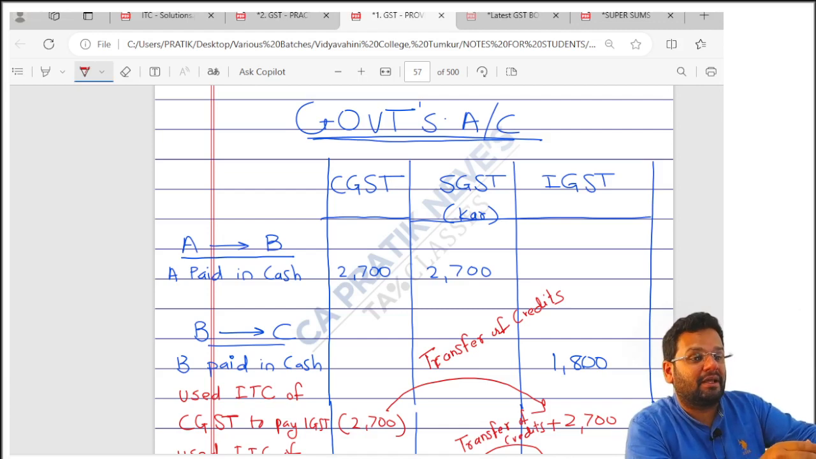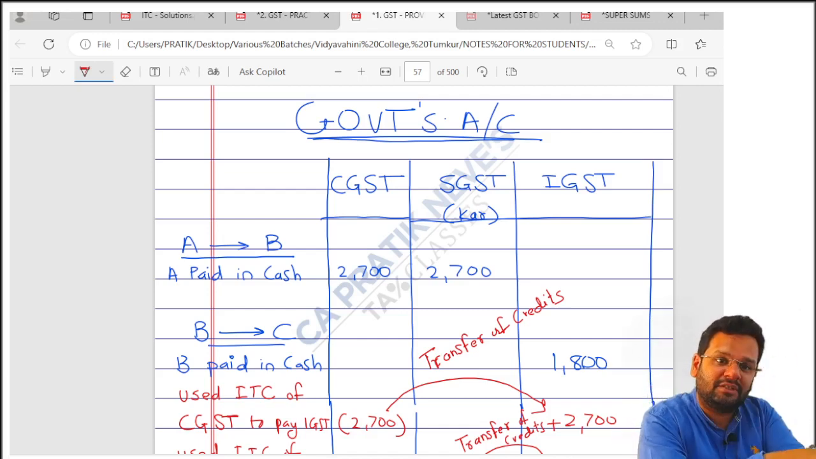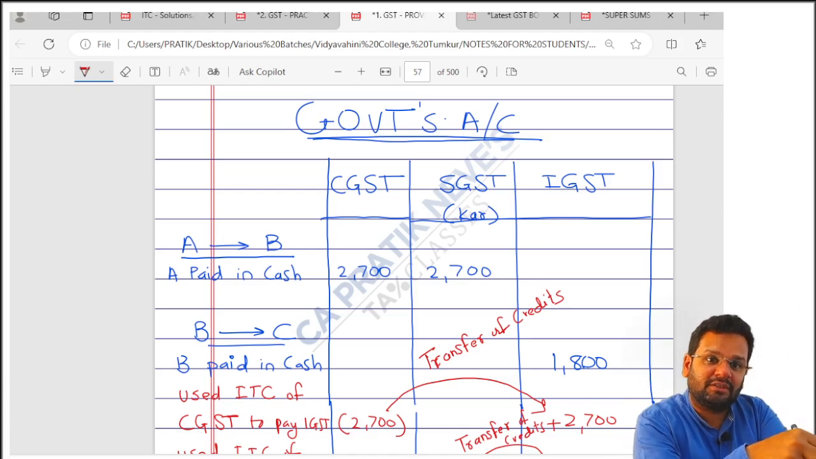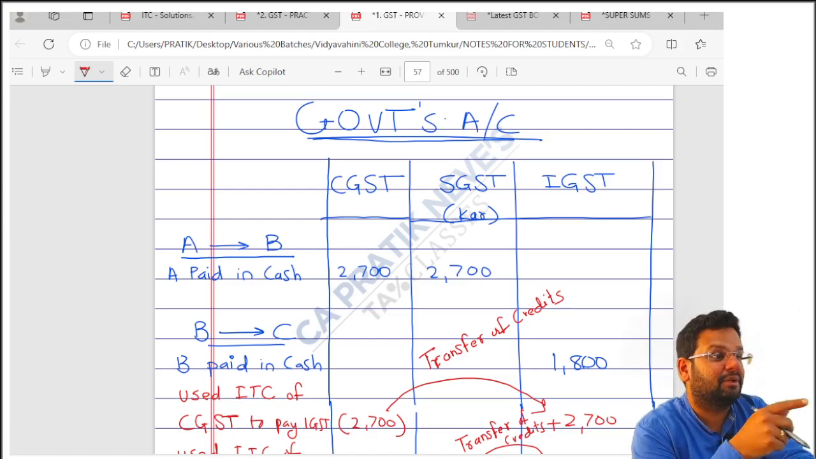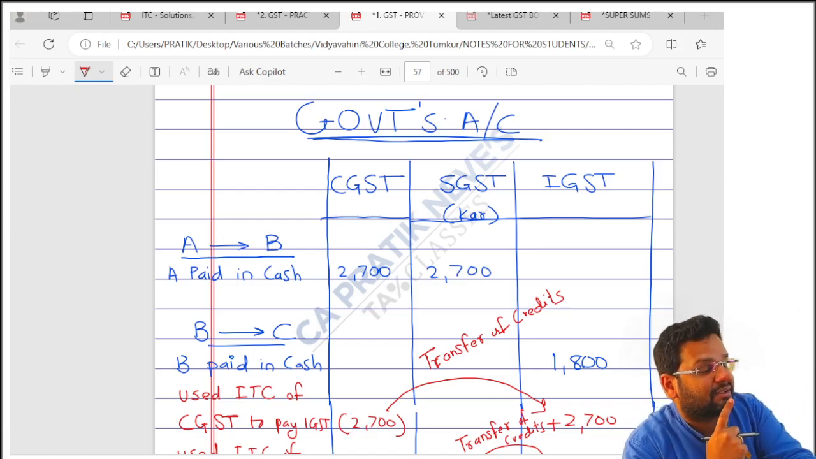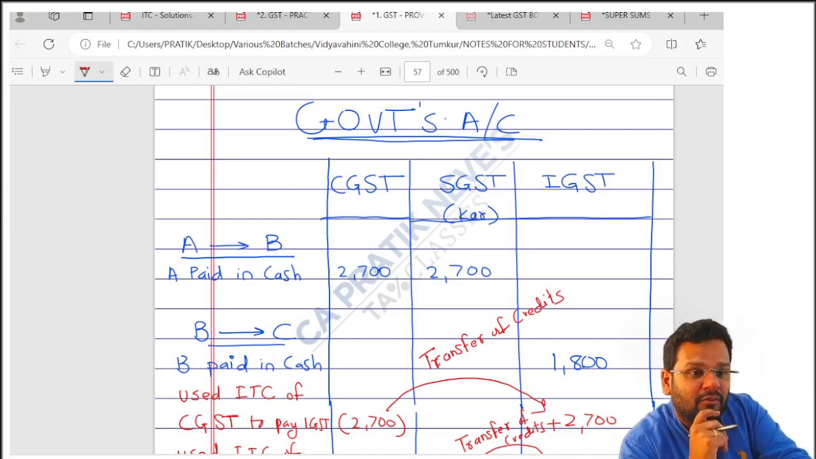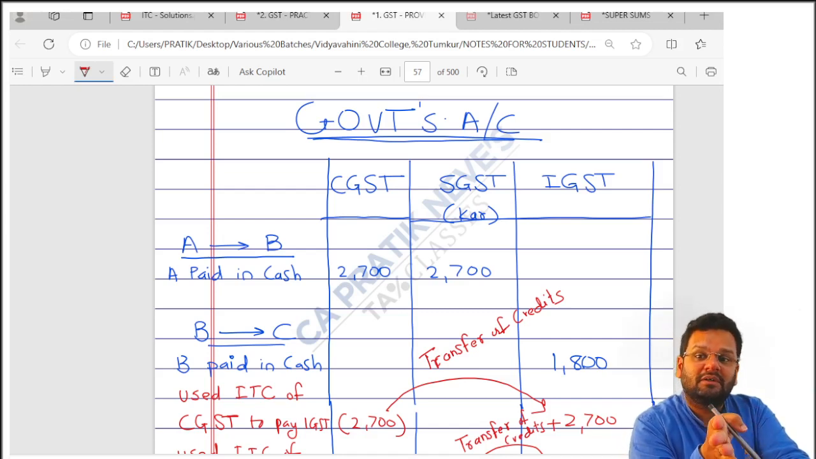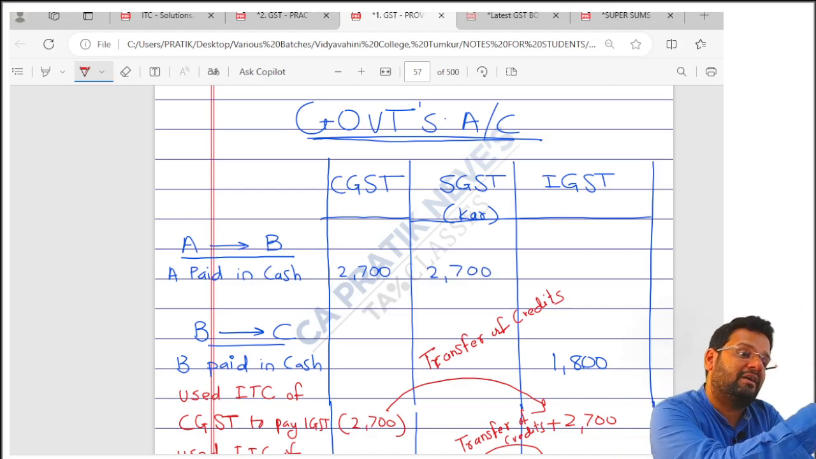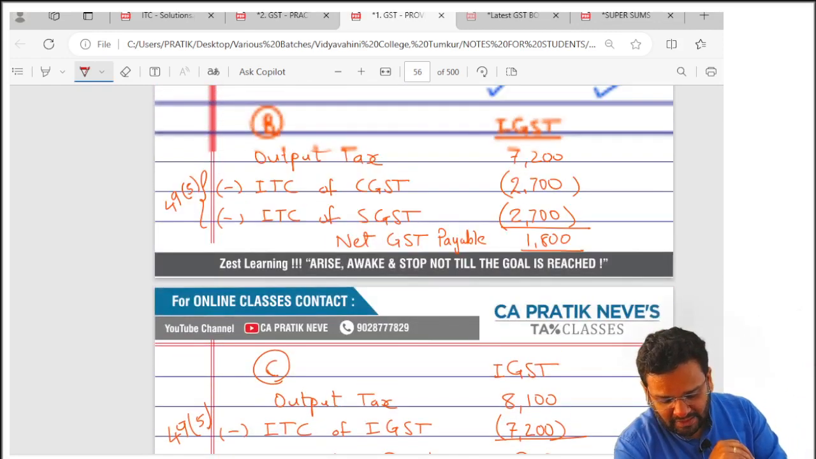So it did not happen that only C taxed D. A taxed B, B taxed C, and eventually C taxed D. The burden was passed on, passed on, passed on. The burden reached D, but taxes were paid by each one of them. But A, B, and C got the benefit of ITC because A, B, and C were not purchasing that mobile for self consumption, but they were purchasing for selling to the further buyer. Getting it? So I hope you got more clarity on the chain.